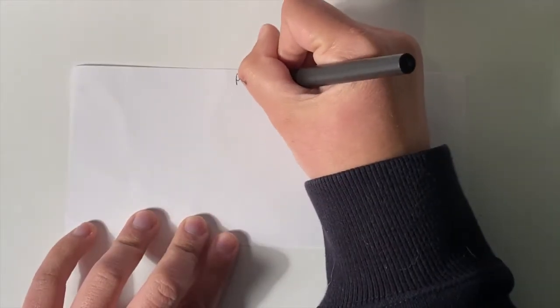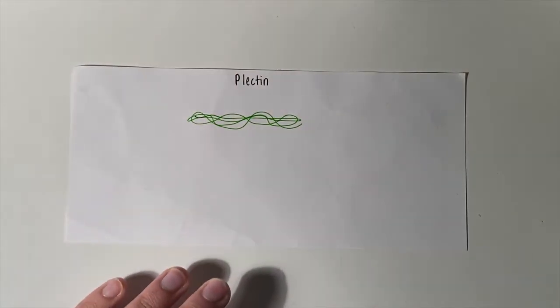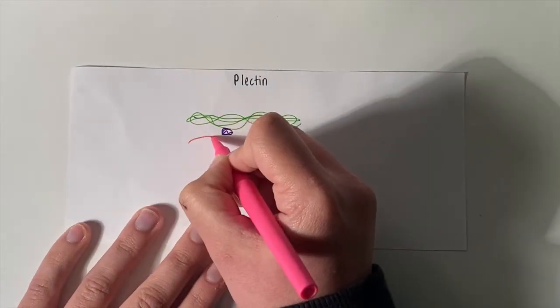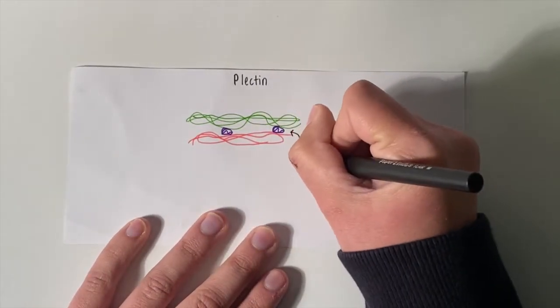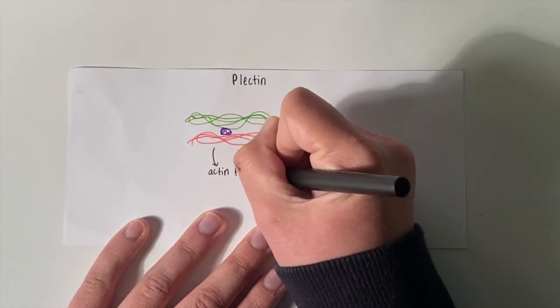Intermediate filaments can also be reinforced and stabilized by accessory proteins. One protein that does this is plectin. Plectin cross-links intermediate filament bundles into stronger arrays. They also link intermediate filaments to the other components of the cytoskeleton, providing strength against mechanical stress.